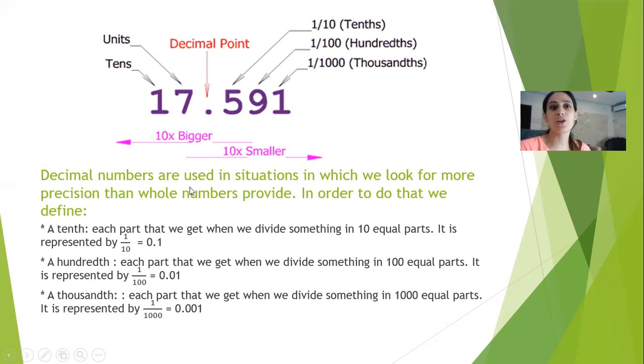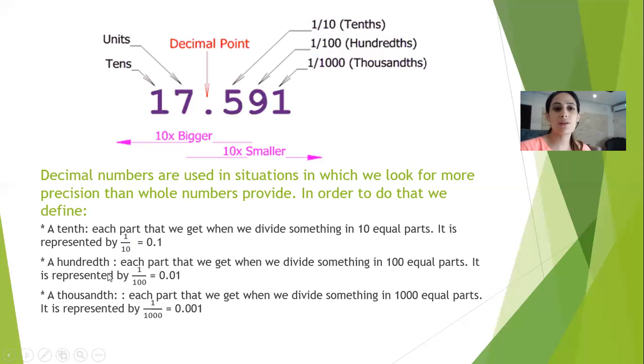So decimal numbers are used in situations in which we look for more precision than whole numbers provide. In order to do that, we define a tenth, each part that we get when we divide something into 10 equal parts. It is represented by 1 out of 10. So this is the form of the fraction. And the form of the decimal is 0.1, or we can read it 1/10. Okay? As we said before, decimal numbers are a little like fractions.